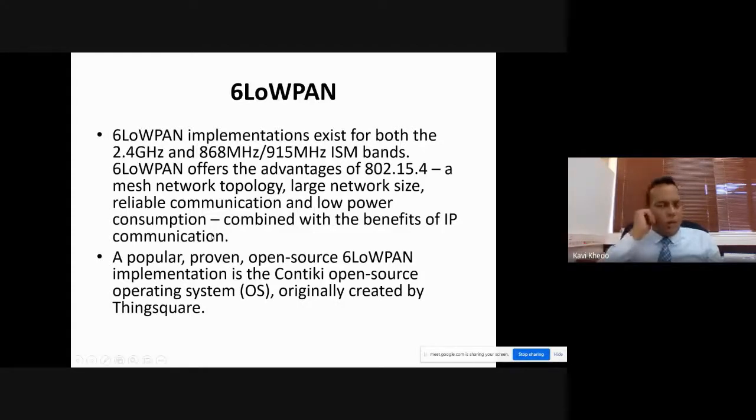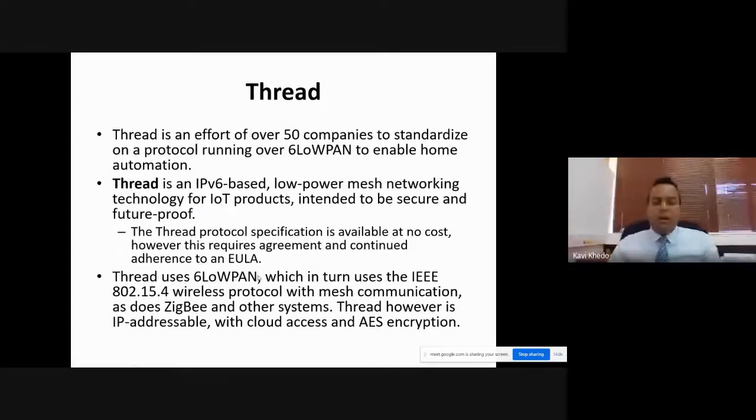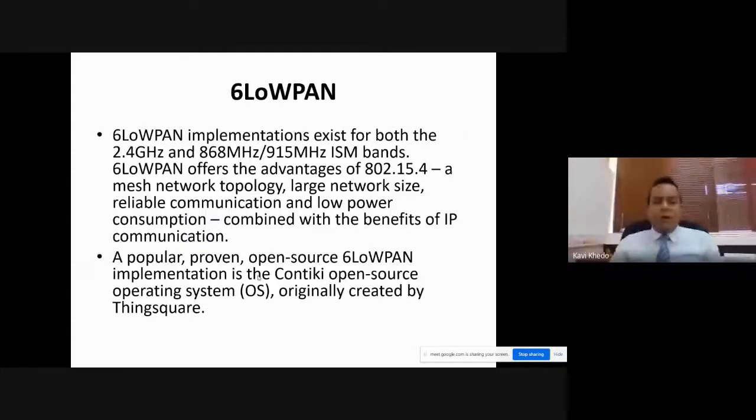It is a popular, proven, open source 6LoWPAN. A particular technology that has implemented 6LoWPAN is Contiki, the Contiki open source operating system. It uses 6LoWPAN directly. Contiki is an OS that many boards and many IoT systems use. So we have seen Bluetooth, we have seen Z-Wave, and very importantly, we have seen 6LoWPAN.